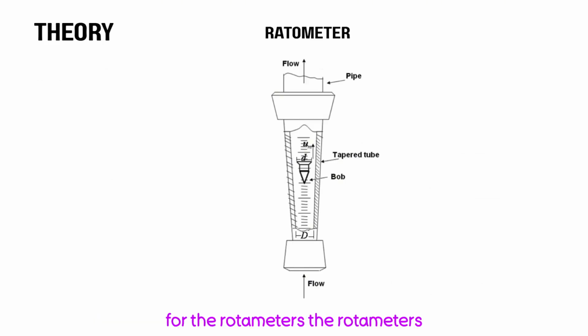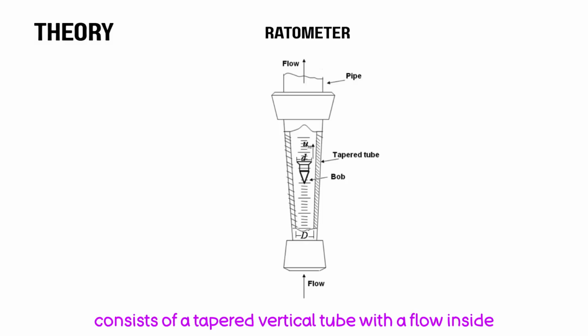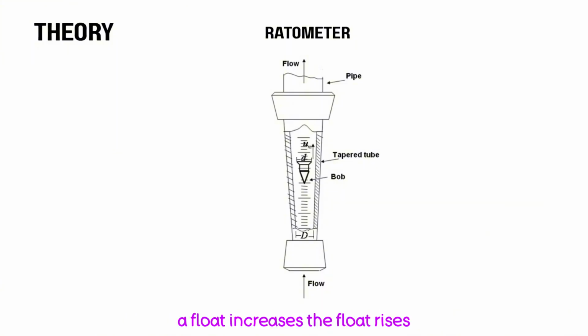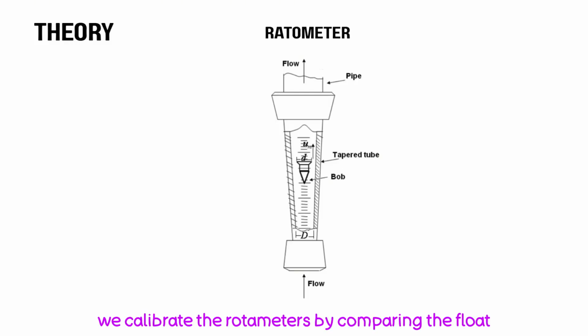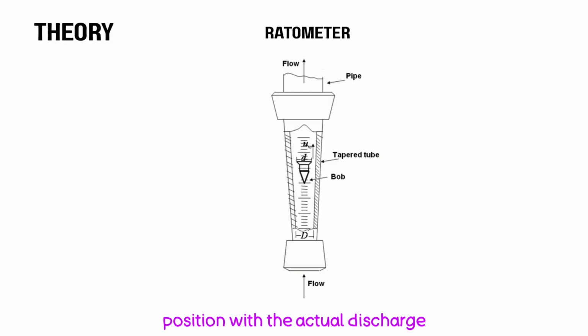The rotameter works on a completely different principle. It is a variable area meter that consists of a tapered vertical tube with a float inside. As the flow increases, the float rises until the upward drag and buoyant force balance its weight. The float height directly indicates the flow rate. In this lab, we calibrate the rotameter by comparing the float positions with the actual discharge found using the weigh-time method.